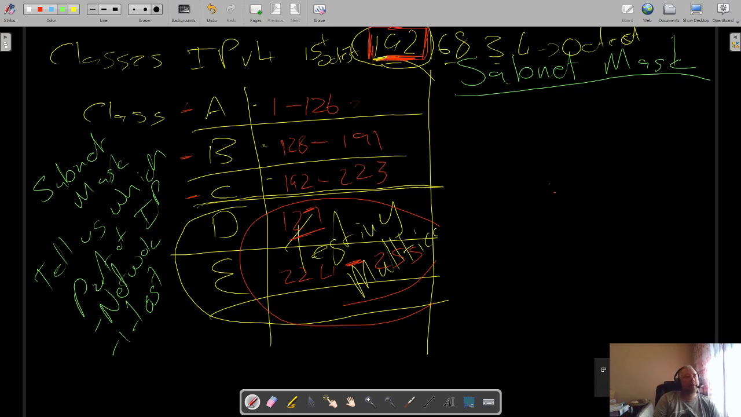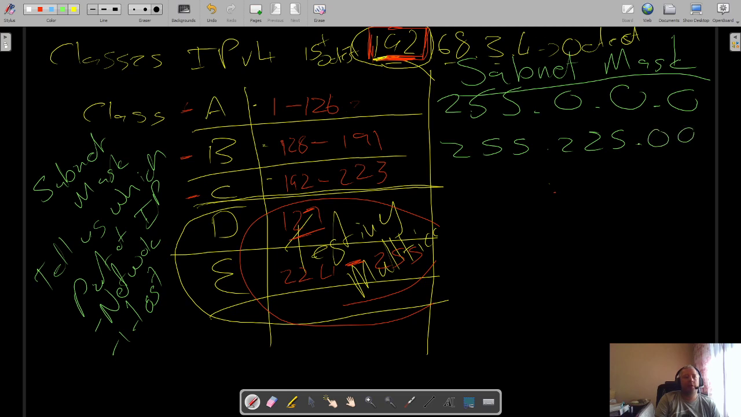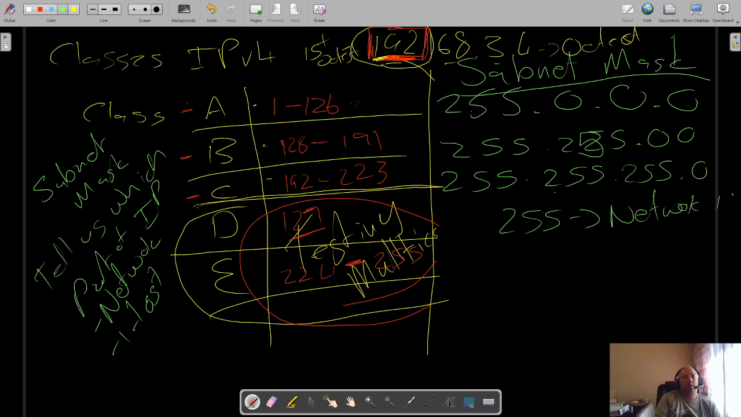So, what are the different subnet masks? For class A, we have a subnet mask of 255.0.0.0. For class B, we have a subnet mask of 255.255.0.0. And for class C, we have a subnet mask of 255.255.255.0. Now, what does this mean? The 255 tells you that that belongs to the network ID. And the 0 tells you that that belongs to the host ID.